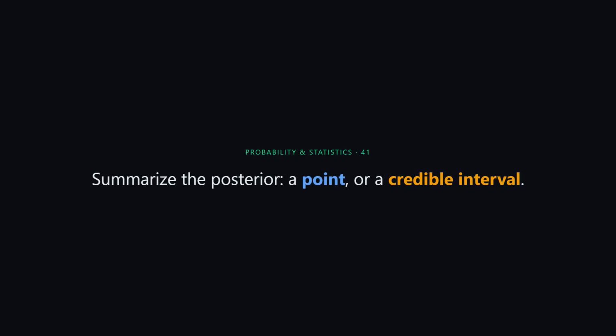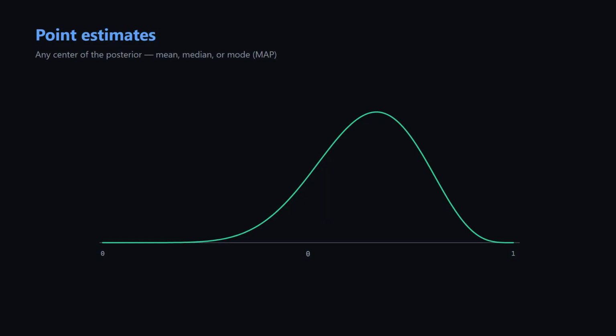The posterior is the whole answer, but sometimes you need a single number or a range. Summarizing the posterior gives Bayesian point and interval estimates. For a point estimate, just pick a center of the posterior. The posterior mean, the median, or the mode. And the mode is called the maximum a posteriori estimate, or MAP.